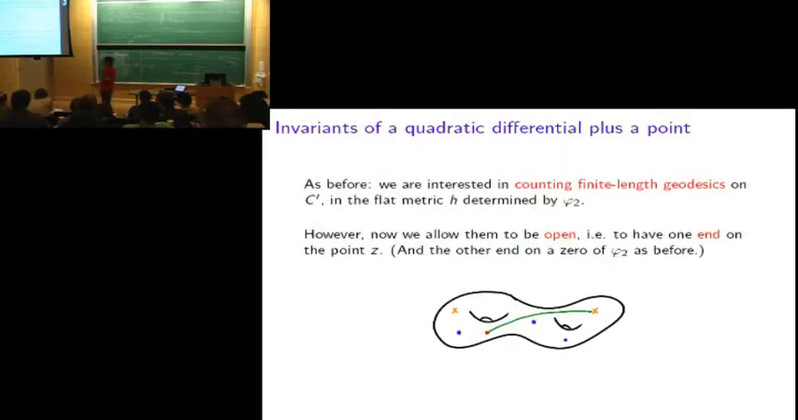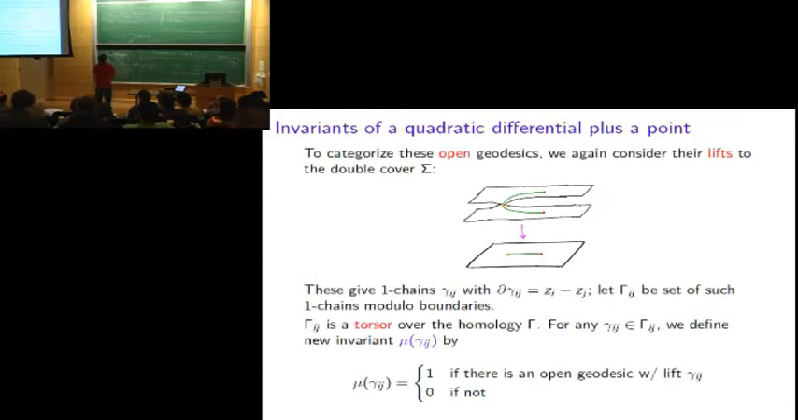So now I want to count these new objects. Just like before, I need to attach some data that keeps track of their topology. Now they don't lift to closed curves anymore. They lift to some sort of open cycle, which has its ends on the two preimages of my marked point. So instead of a class in homology, I get some kind of chain with fixed boundary. I'll let gamma ij, where i and j label these two points in the cover.